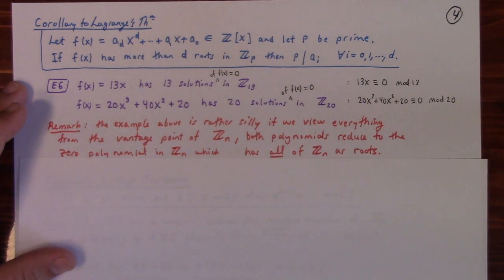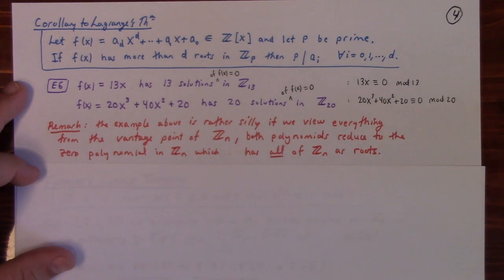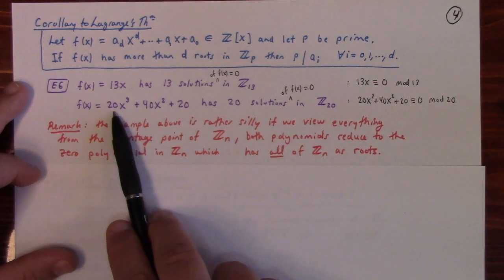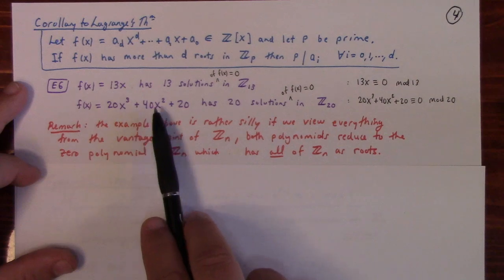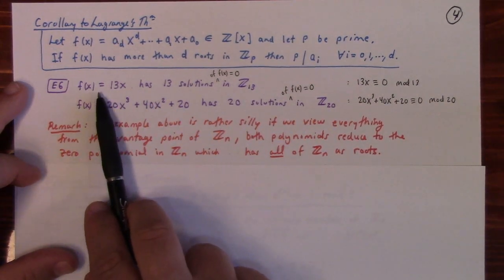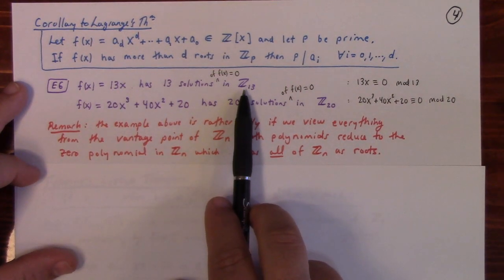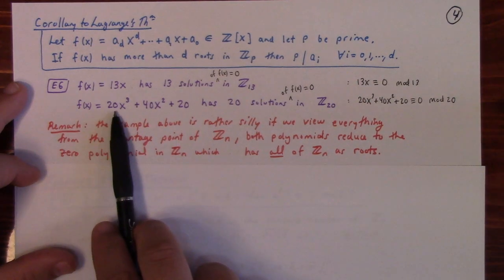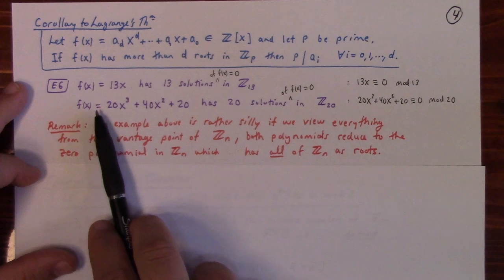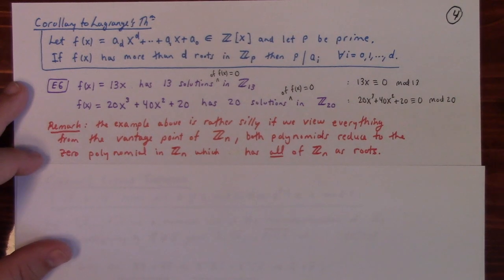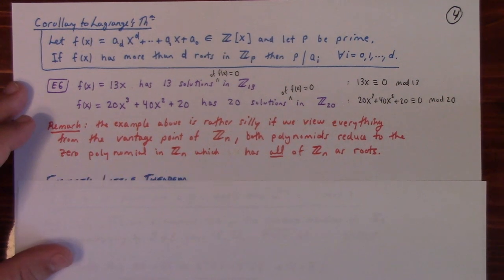All right. Anyway, the example above is rather silly if we view everything from the vantage point of Zn, because really these are just the zero polynomial, right? This is the zero polynomial because 13 is 0 in Z13, and 20 is 0 in Z20. So really we're just saying f of x identically equal to 0 has 13 solutions in Z13, because that's all you have, 13 things. And f of x identically equal to 0 in Z20 has 20 solutions, because there's 20 things in Z20. So, I don't know. I think if you look at things from the perspective of Zn, these statements are not terribly impressive. If you look at them from the perspective of congruence mod n, it seems like we're saying something, but anyway.